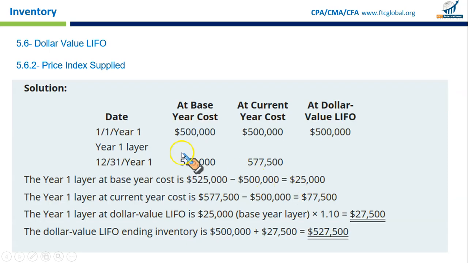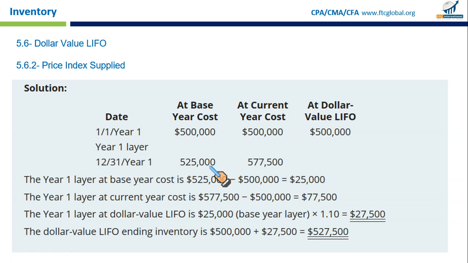So we have the information, let's lay it down. Our base year cost, January 1st year 1, $500,000. Current year cost, $577,500. That is the value at 31st December year 1. Base year cost is $525,000. So the price index is already given. So there are some steps to follow.